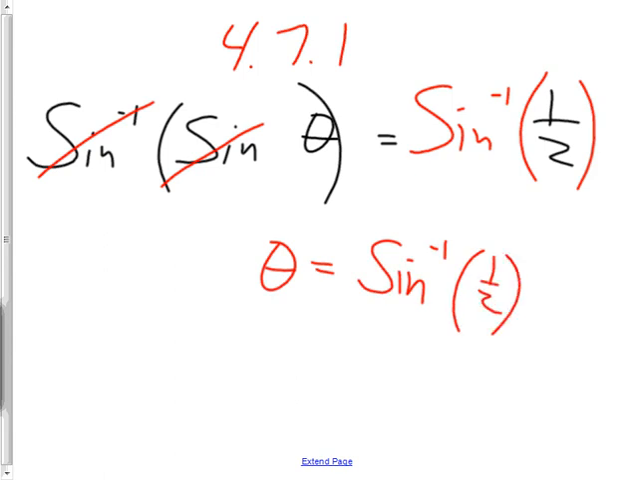Have you ever noticed that on your calculator? Grab a graphing calculator. Everybody take out your graphing calculator. Let's find inverse sine. I am taking a wild guess that it's right near the sine button. It is.